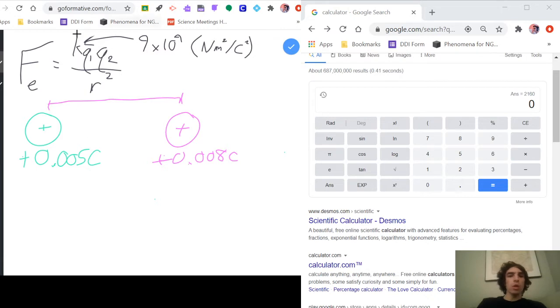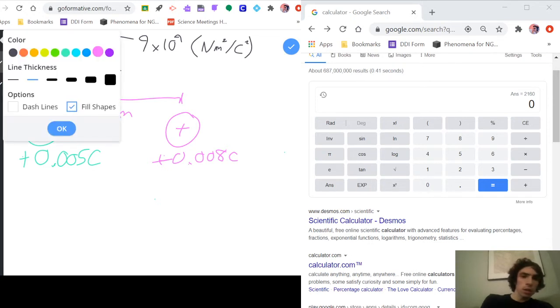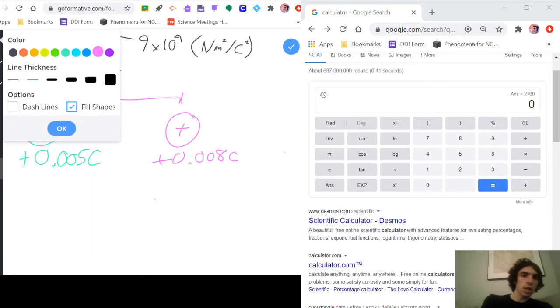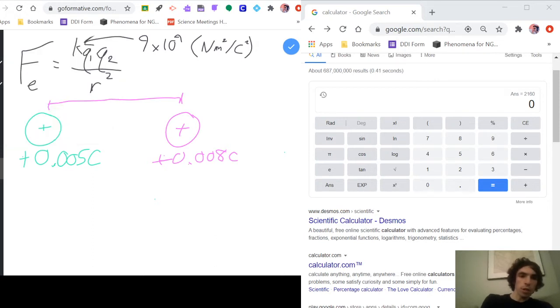And we need to know not only the charges, but we need to know the distance between them. So let's just say that these are 2 meters apart. Right? And then when it comes to solving for what's this electrostatic force, we just need to make sure that we're plugging all of these numbers into the correct spot in the equation. And in fact, let me change the color of this distance so that you can see exactly where I plug it in when we get to that part of the equation. 2 meters.